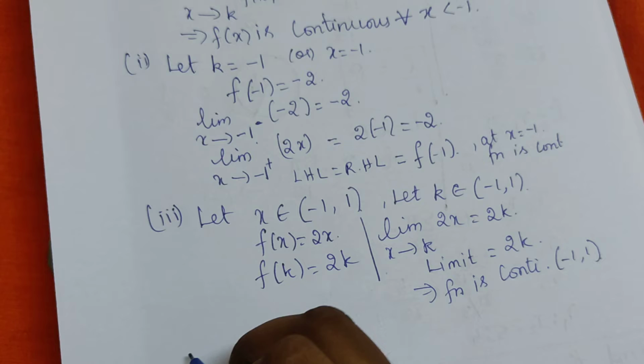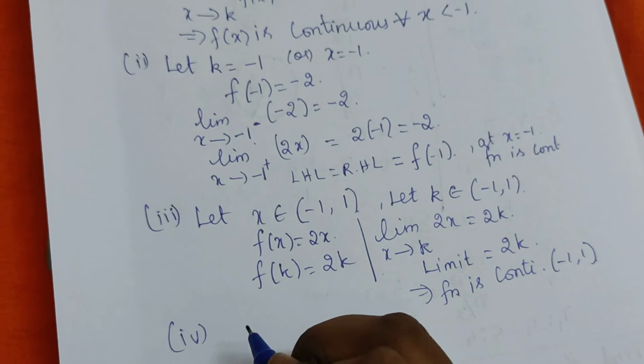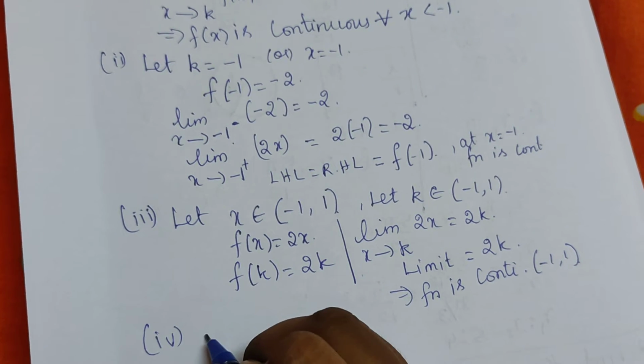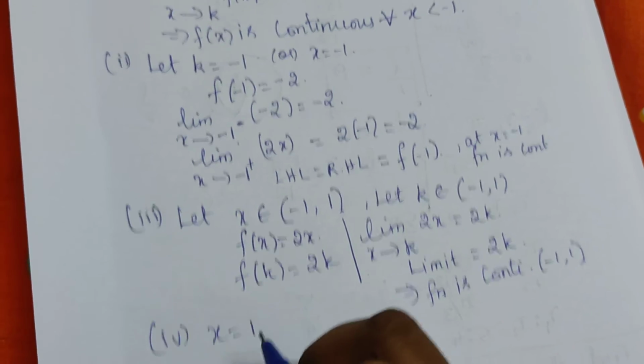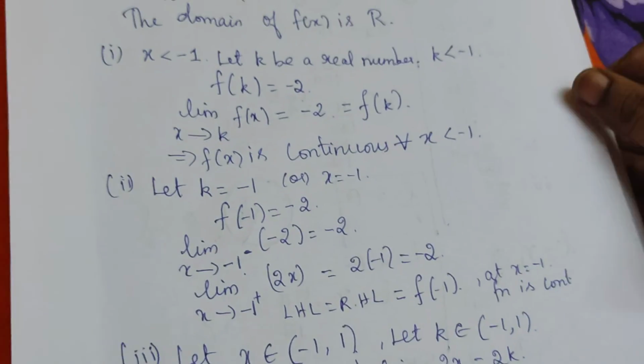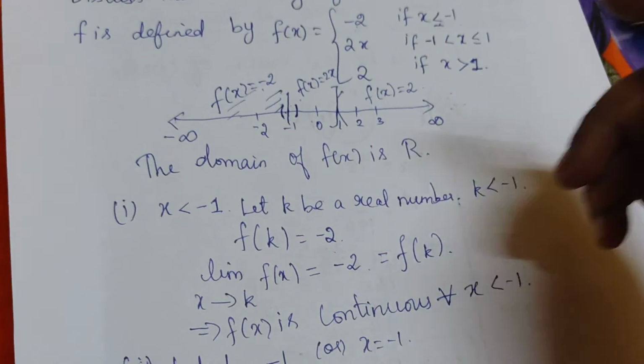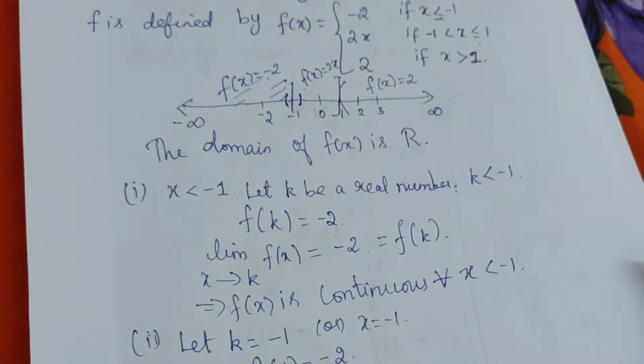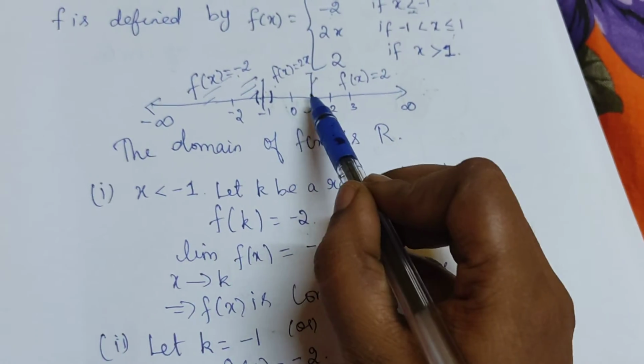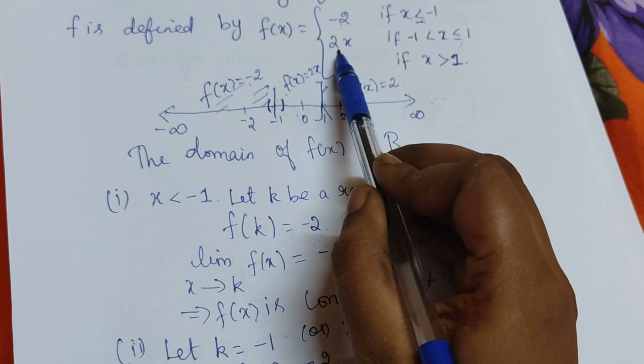Now we will discuss the continuity of the function at 1. So at 1 the functional value will be, what about the function? At 1 the function has been defined as 2x. Okay, at the point 1 the function has been defined as 2x.